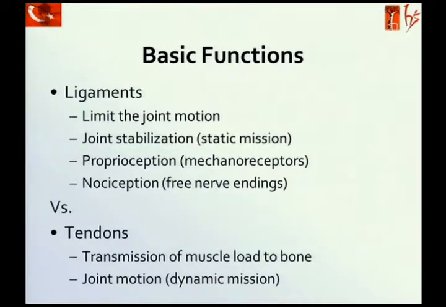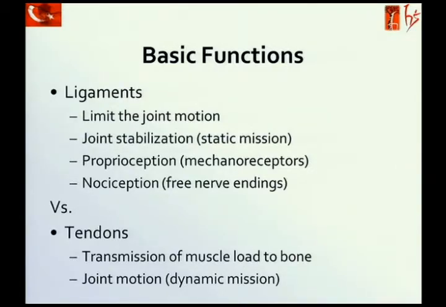Basic functions of the ligament: limit the joint motion, stabilization, proprioception, and nociception. Nociceptors, including substance P fibers, are in the ligaments and the tendons. But at the tendons, there is a transmission of the muscle load, and with the tendons we can move. Tendons are the transmission of the motor activity, but the ligaments are static, giving static stability to the joint.